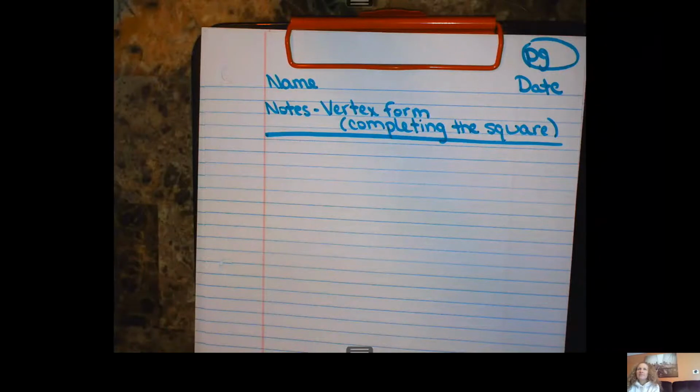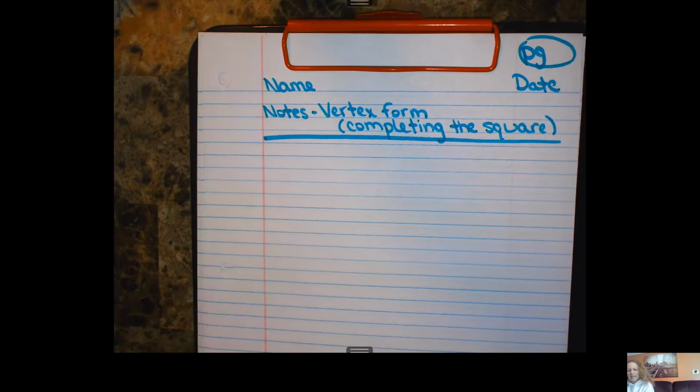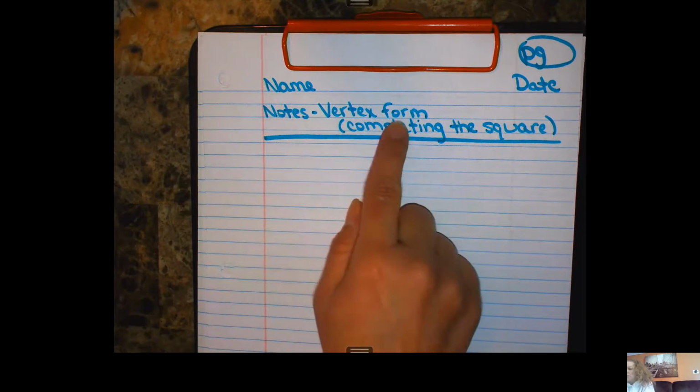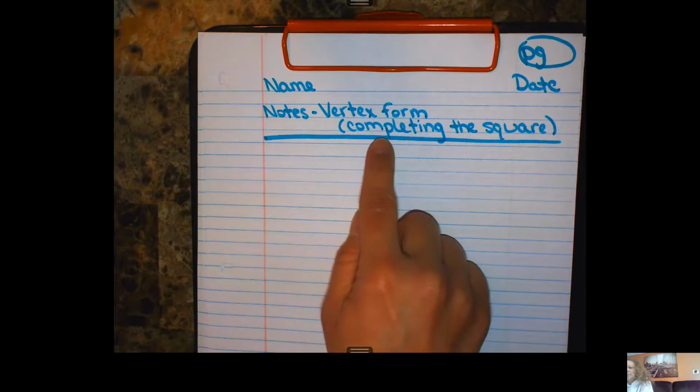In this lesson, we're going to be learning how to write a quadratic in vertex form. And we're going to learn this thing called completing the square. That's why I put both of these titles, because we're not quite going to talk about what they look like on a graph yet, but it's the same process. So I wanted to make sure you've seen both terms.